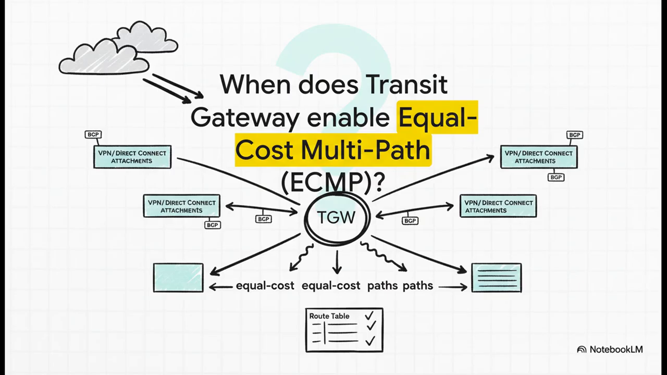Question number 2, the scaling and redundancy test. What are the specific ingredients needed for TGW to turn on ECMP? You need multiple VPN or Direct Connect attachments, and they all have to be advertising the exact same prefixes using BGP. That's what creates those multiple equal cost paths in the route table.